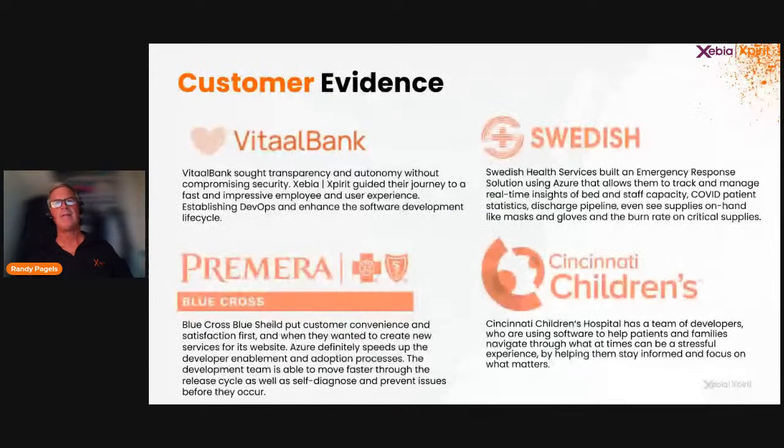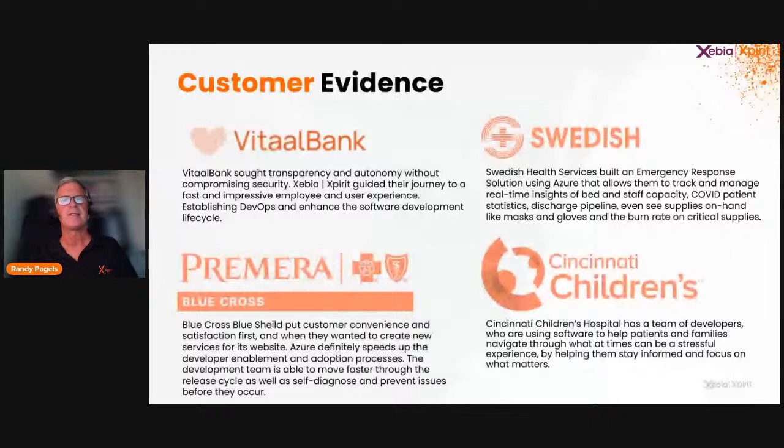I'd like to review just a few anecdotes here. These are just a handful of accounts that have positive outcomes achieved by embracing effective application development best practices. Vitel Bank balanced transparency, autonomy, and security using DevOps to boost their software development lifecycle.